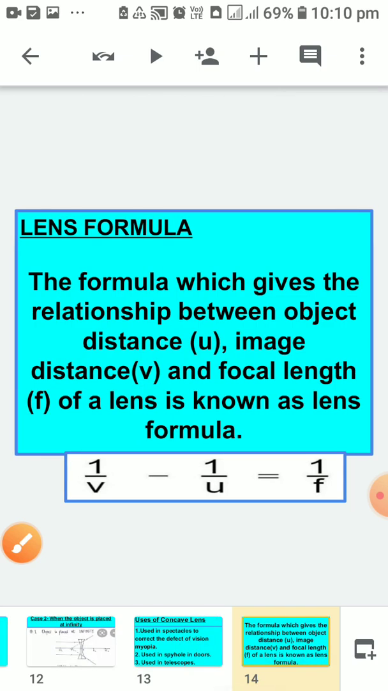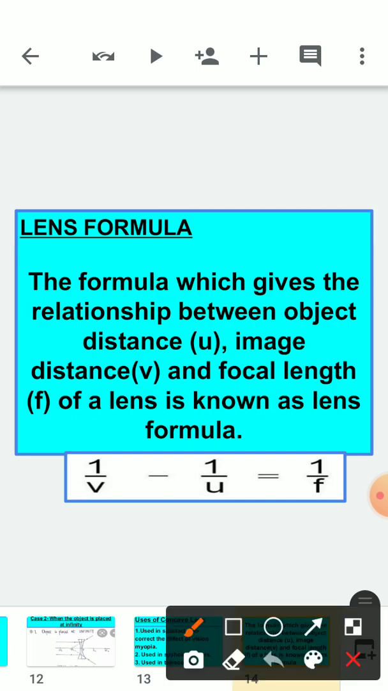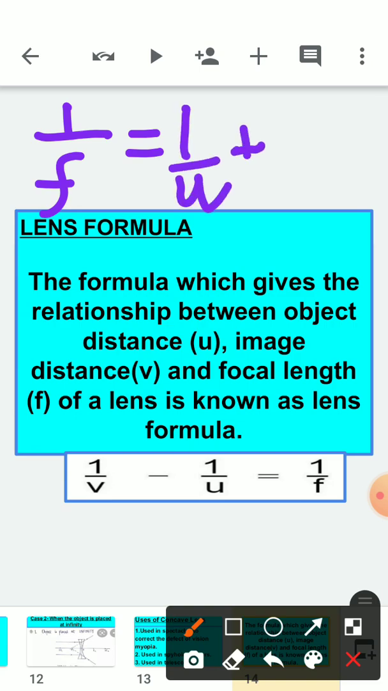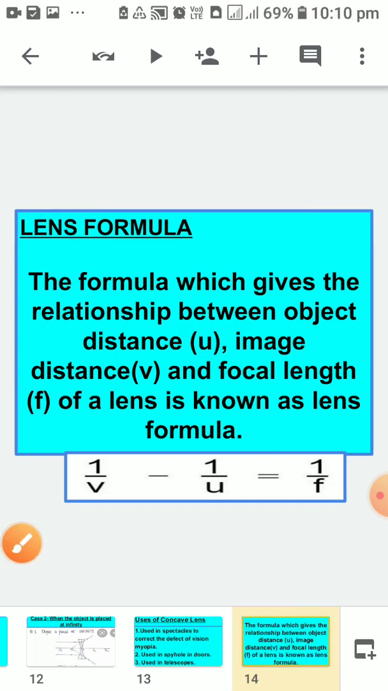Now children, lens formula. Earlier you have learnt about mirror formula. What was mirror formula actually? It was 1 upon f is equals to 1 upon u plus 1 upon v. But now if we are changing this sign, plus as minus, then it converts into a lens formula. So lens formula is the formula which gives the relationship between object distance u, image distance v and focal length f of lens. It is known as lens formula. And this formula can be written in this way: 1 upon v minus 1 upon u is equals to 1 upon f.